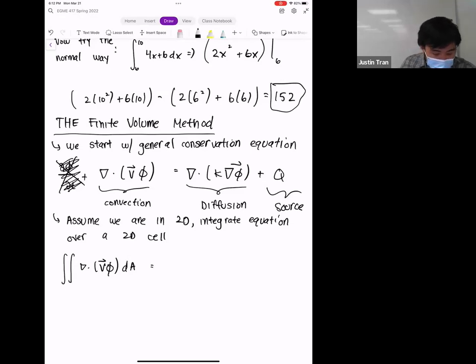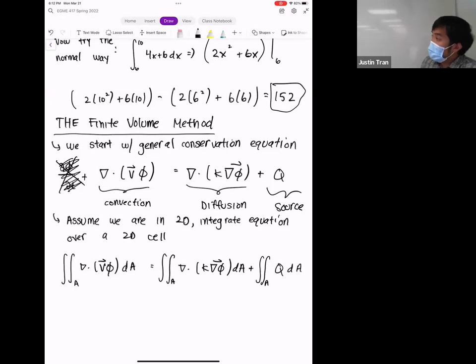And on the right-hand side, we have a double integral over the area of our diffusion term, dA, plus our source term, integrated over the same area as well. So we have a double integral of q dA.